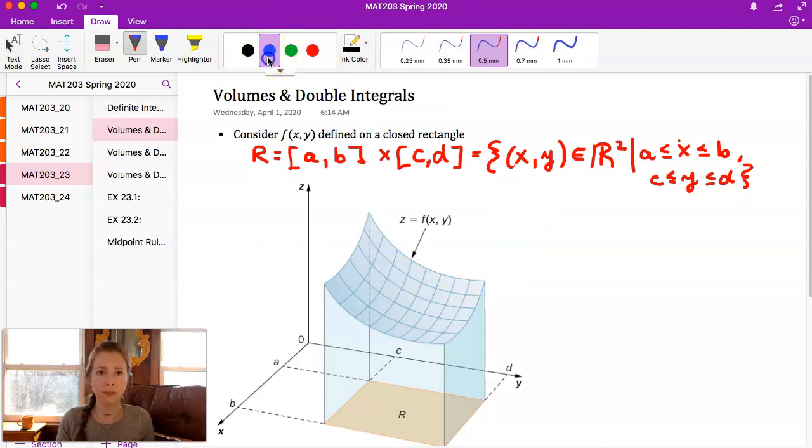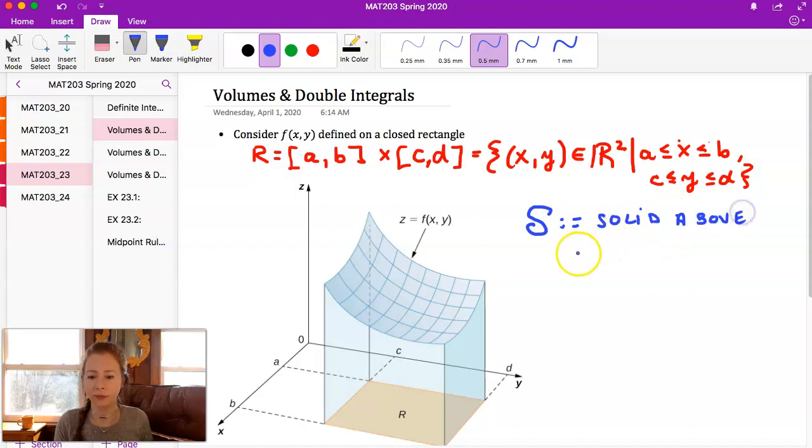Okay, so R is our area here. So this is the area projected onto the xy plane below our curve. And sorry, it's not a curve, this is our surface. And our surface is represented by z is equal to f of x and y in this case. And so S we're going to define as the solid above R and under f. Okay, so S is the volume here.